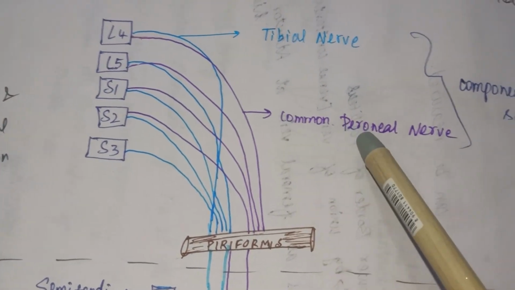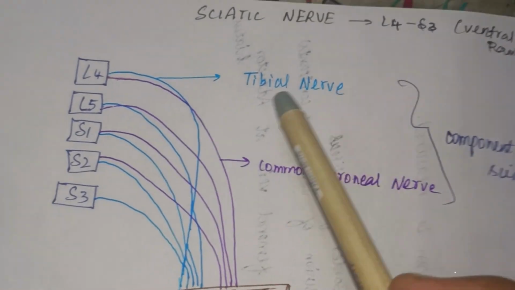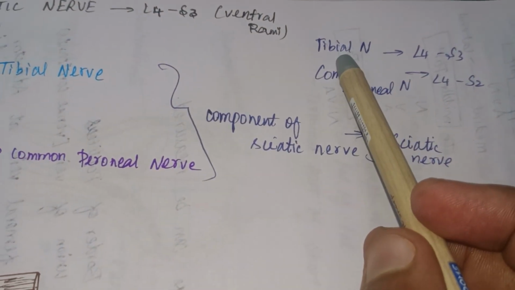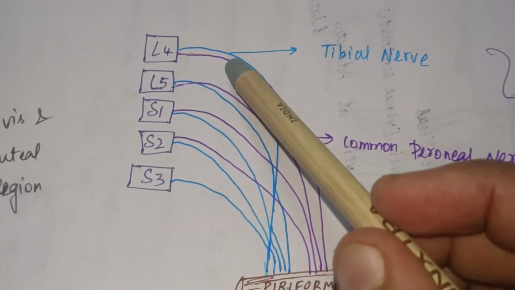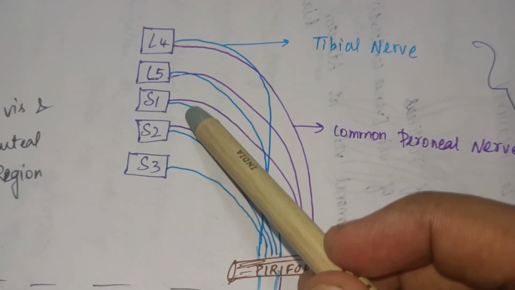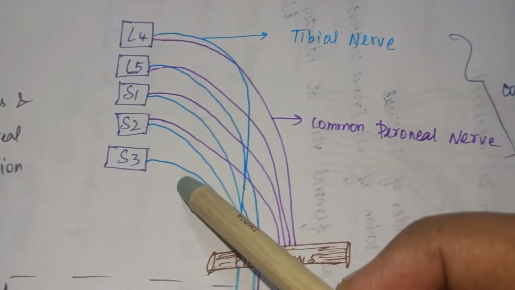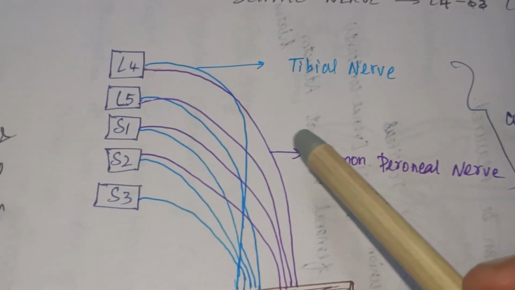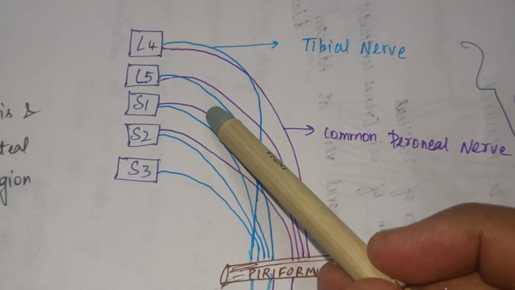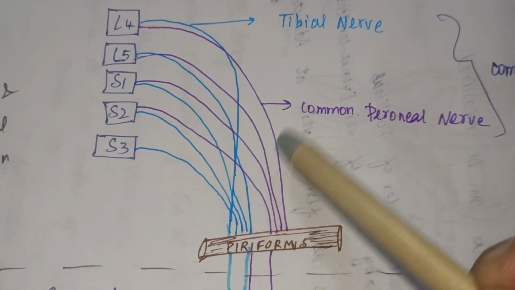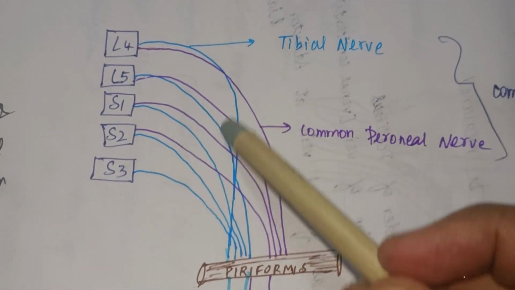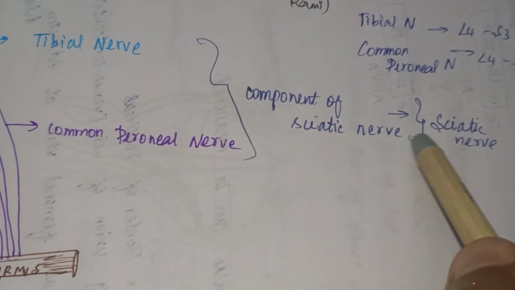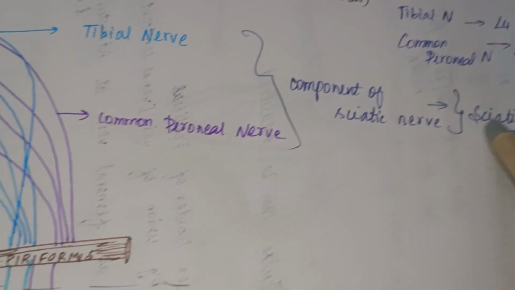Okay, now what I mentioned here in blue color is the tibial nerve. As I already mentioned, the root value of the tibial nerve is L4 to S3, so I mentioned L4, L5, S1, S2, S3 for the tibial nerve, and for the common peroneal nerve it is L4 to S2. So L4, L5, S1, S2, so it is the common peroneal nerve. So you should not be confused here, because they are components of the sciatic nerve. Okay, so the component is itself a sciatic nerve.